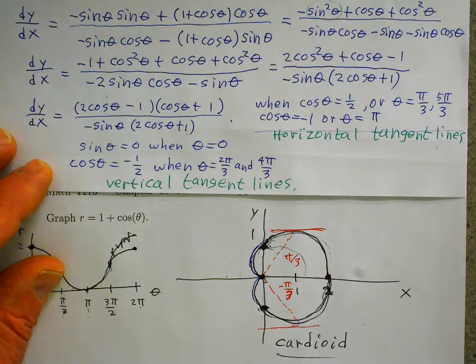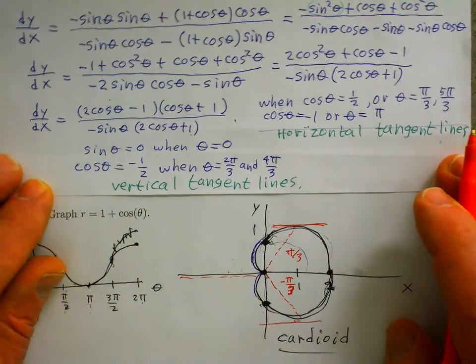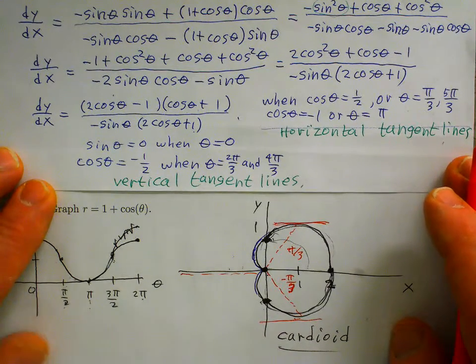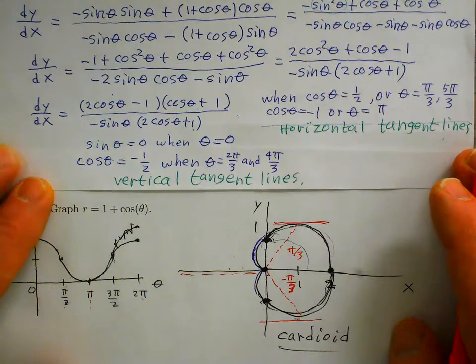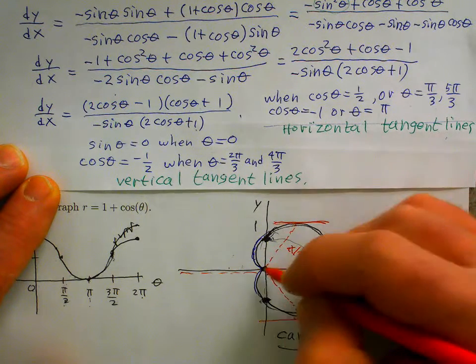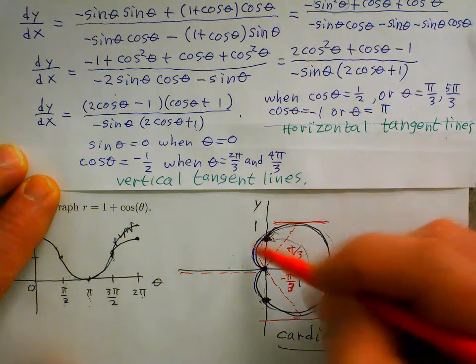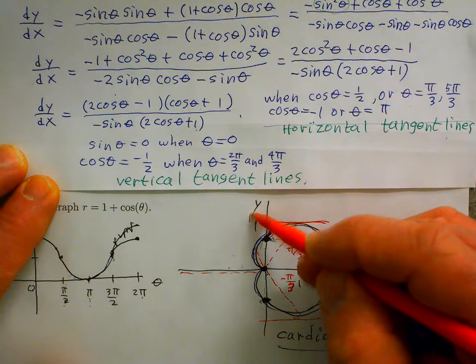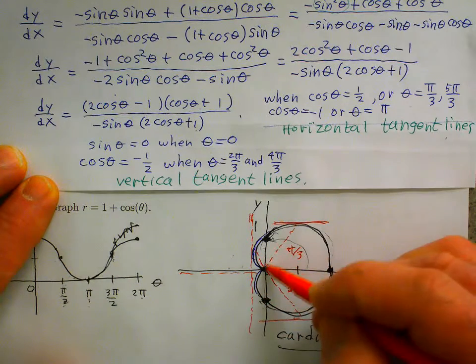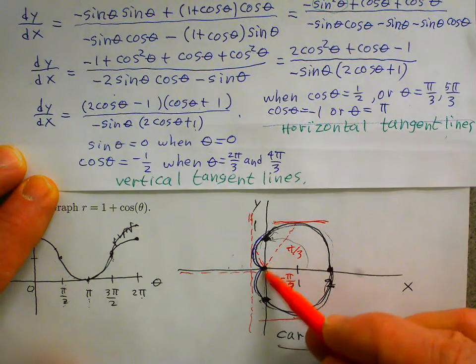Okay, so those are the horizontal tangent lines. The vertical tangent lines. Well, at theta equals 2 pi over 3, so 2 pi over 3 is right in here. So that looks like we have a reasonable argument for a vertical tangent line, both at 2 pi over 3 and 4 pi over 3.